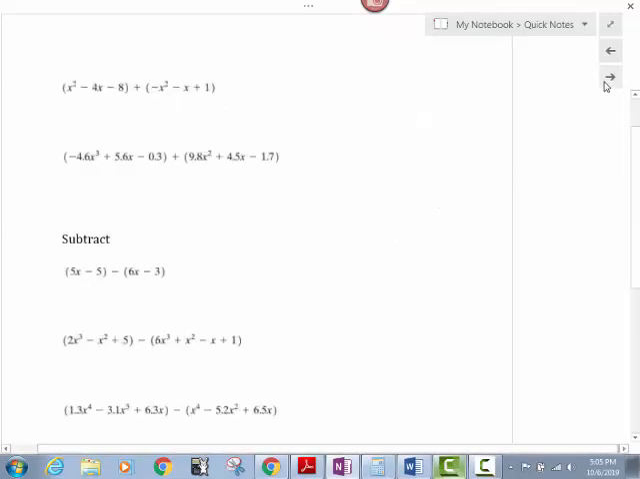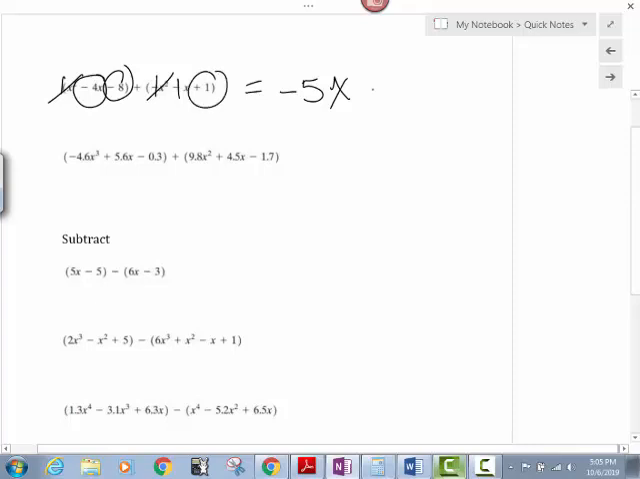So again, I'm going to add my like terms. Okay. So guys, if it helps, that's a 1x squared and that's a negative 1x squared. Those are going to cancel. Okay. A negative 4x and a negative 1x. So if I owed you 4 and I borrowed 1 more, now I owe you 5. If I owe you 8 and I pay you 1, now I owe you 7. Okay. Let's see.